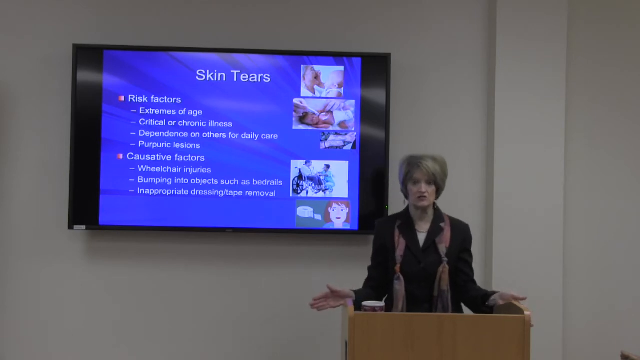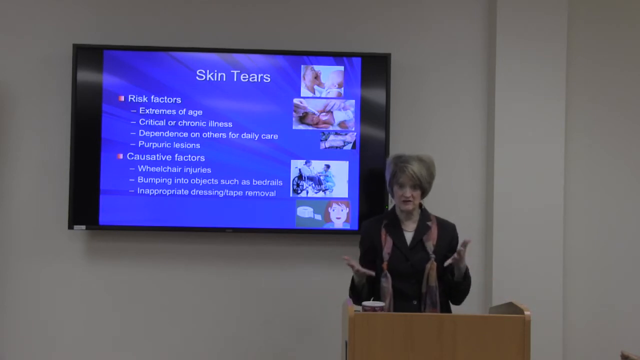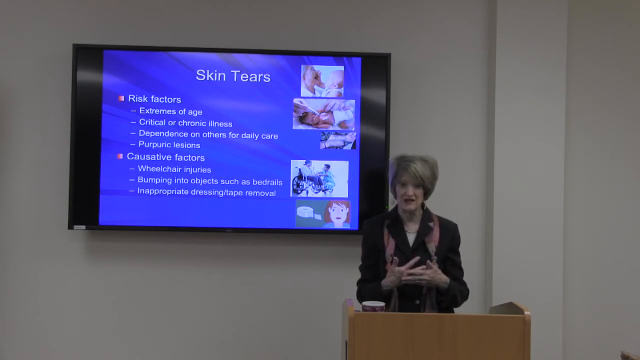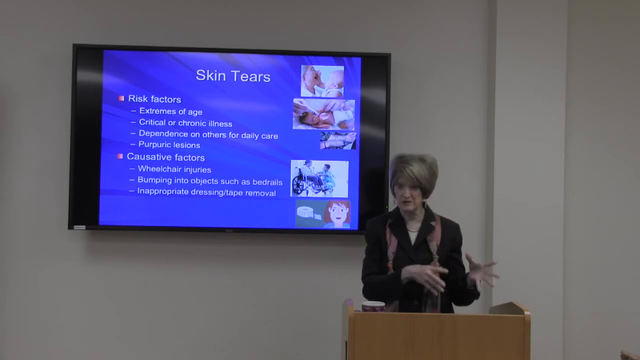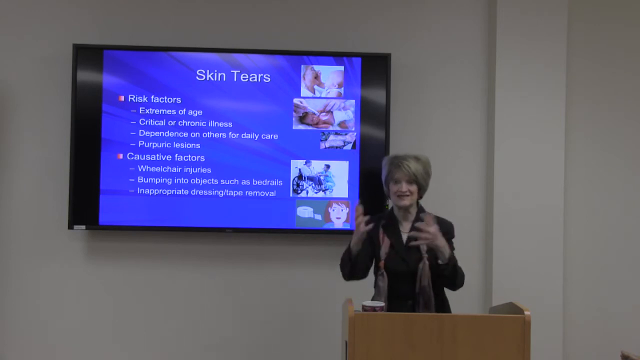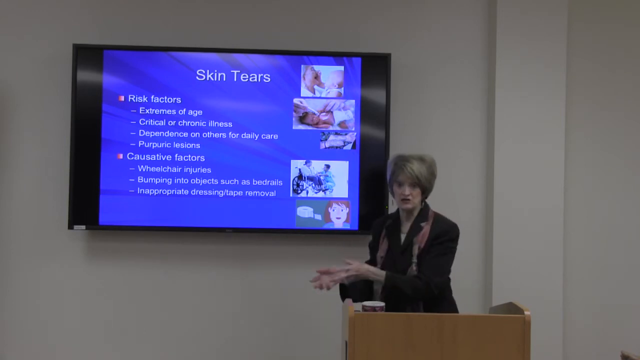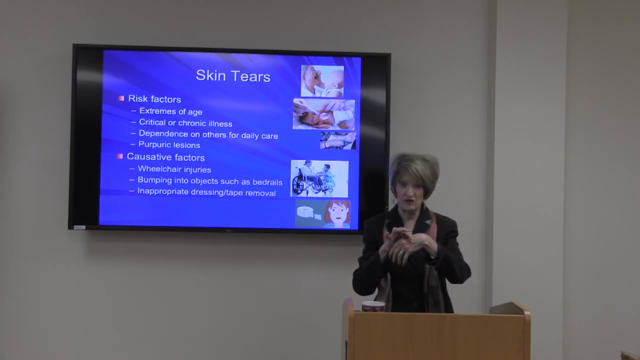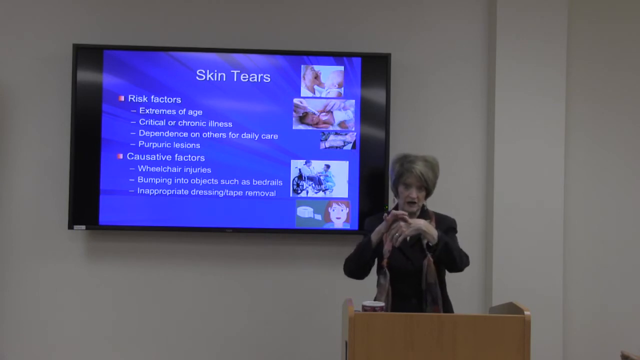Okay, I told you we'd come back to risk factors. So we've already talked about extremes of age being a major risk factor. Patients who are critically ill or chronically ill are higher risk. Most of them have protein depletion and have very thin skin. When your skin is very thin, it's much easier to disrupt the skin layers. We talked about the fact that patients who are dependent on others for daily care, who are handling them, so when I come in to turn you over, to sit you up, to get you up into the wheelchair, out of the wheelchair, multiple opportunities for me to inadvertently pull on your skin and cause a skin tear.